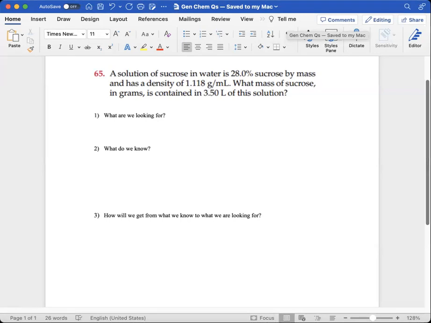First, ask yourself, what are we looking for in this question? What is our answer going to be? What kind of units will it have? What is the meaning of it? That's the first thing we need to figure out.